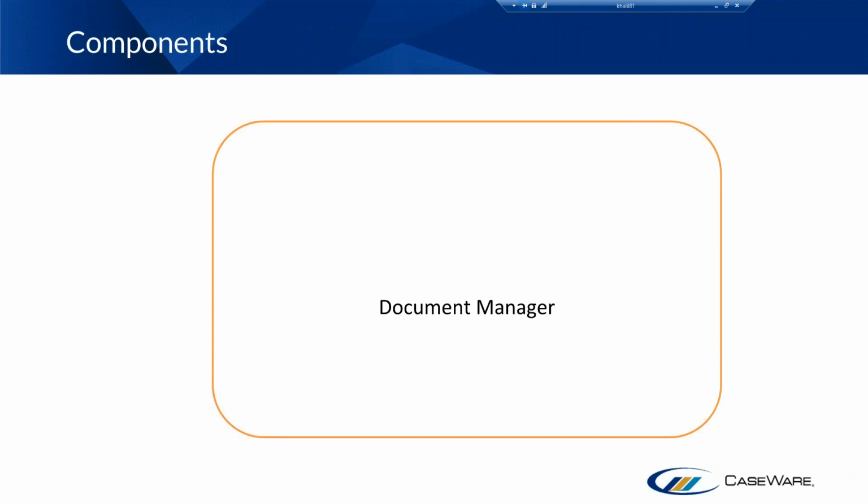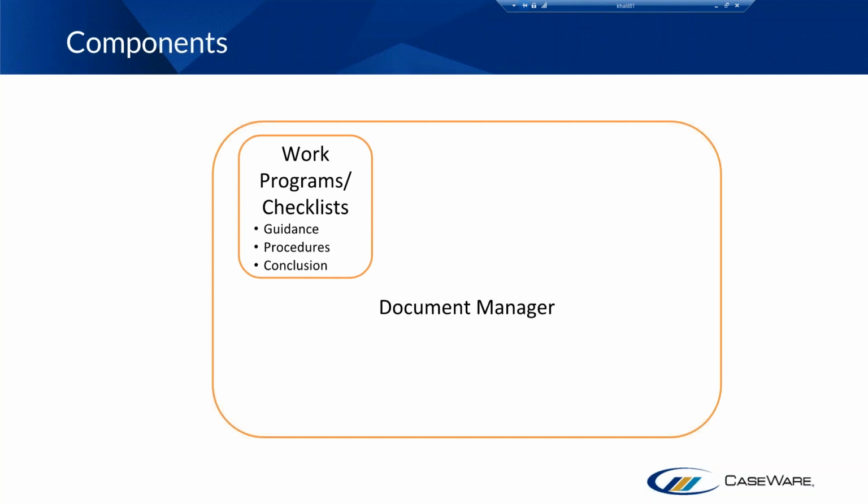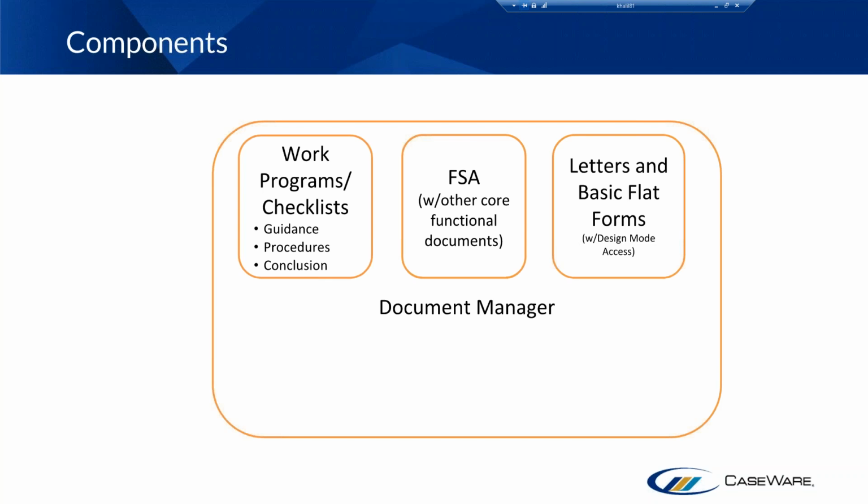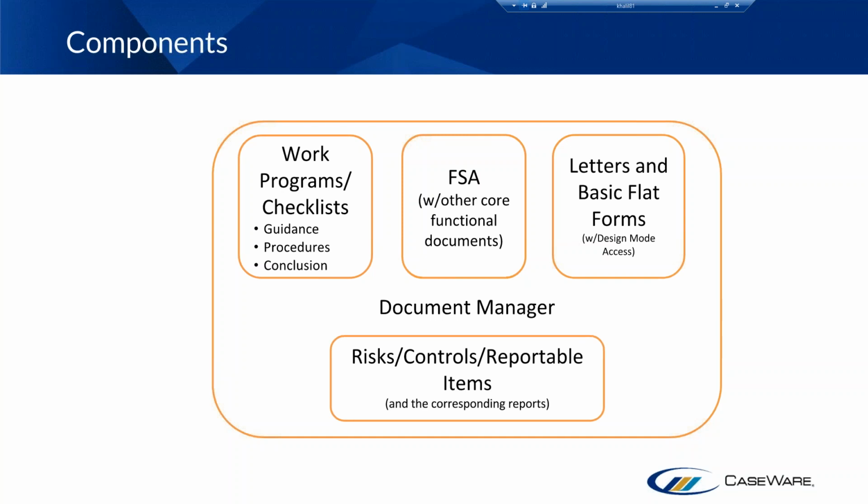All of the content is accessible from the document manager, including work programs and checklists that contain guidance, procedures, and conclusions, the financial statement areas along with other core functional documents, and letters and basic forms with CaseView design mode access for editing. Also available is the ability to create and edit risks, controls, and reportable items from anywhere in the template and the corresponding reports in the document manager.